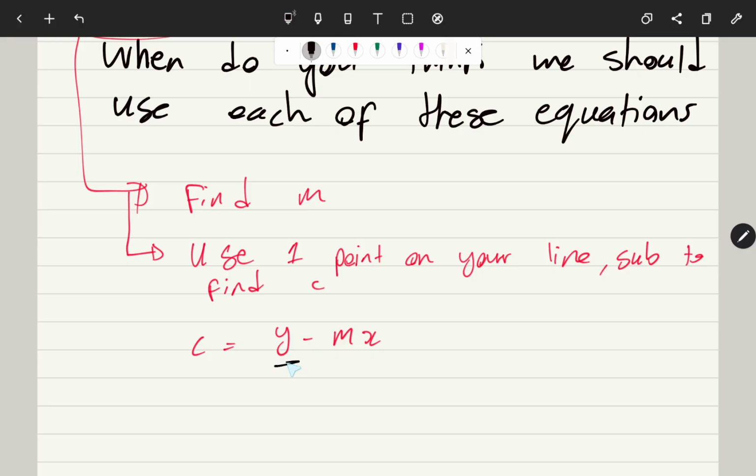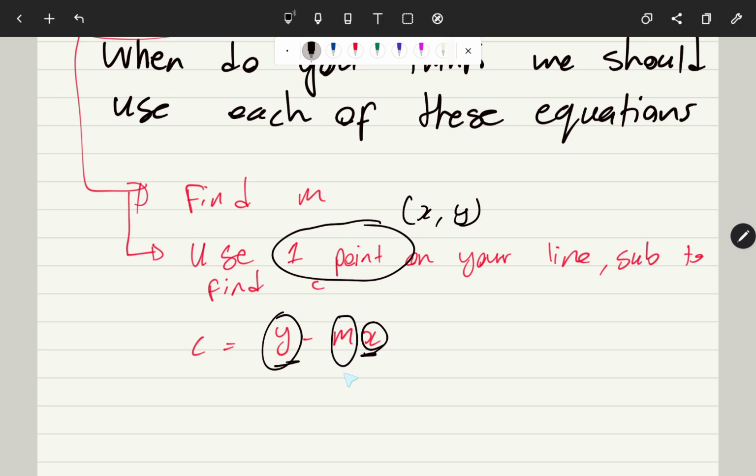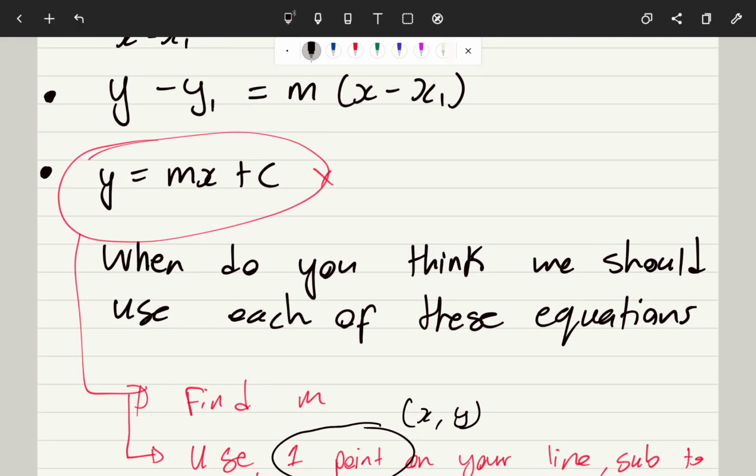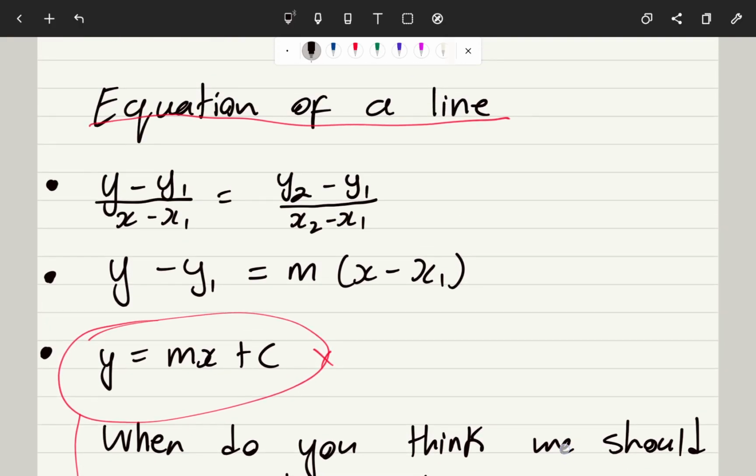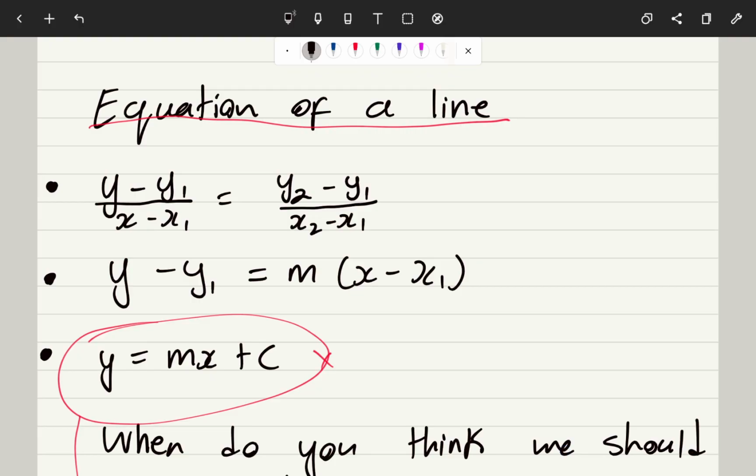So the thing is, you're going to get this x and y from that one point on your line. It's a coordinate, it has an x value and a y value, so you take them from that point. You already have calculated your gradient, so you just substitute and then you find your c, then you have your equation, right? So what's next?